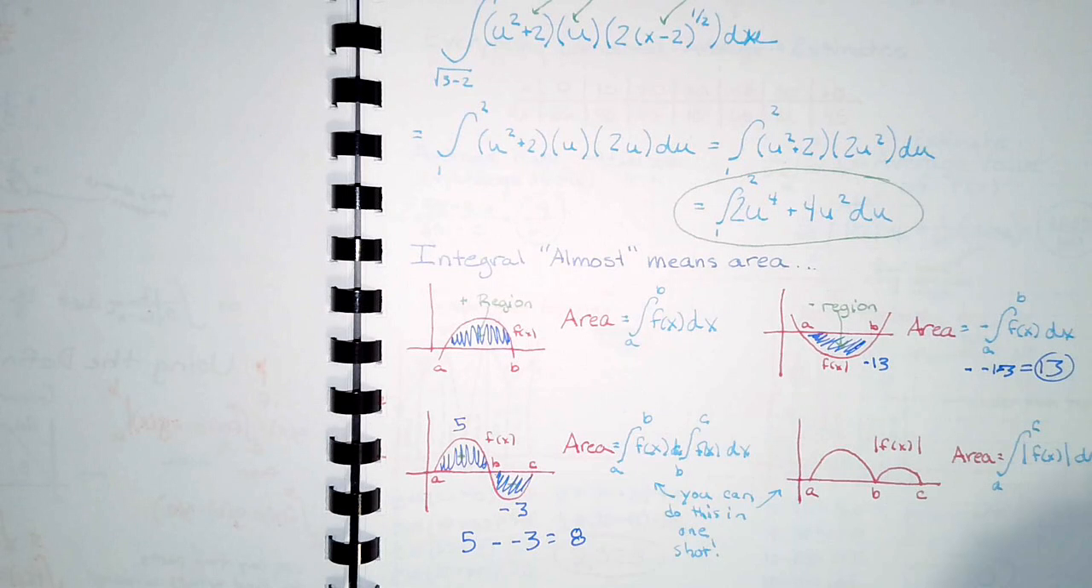X squared plus 2x minus 15 dx. And no matter what parts were positive or negative, it'll move them all up and always give me back a positive answer. Okay, so that is integral, almost means area. By the way, that's on page 25. I'll make sure I put that in the notes on this one as we go.